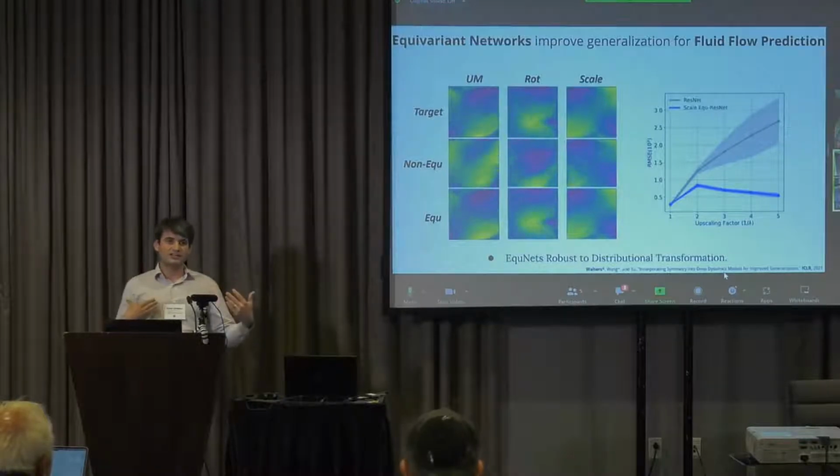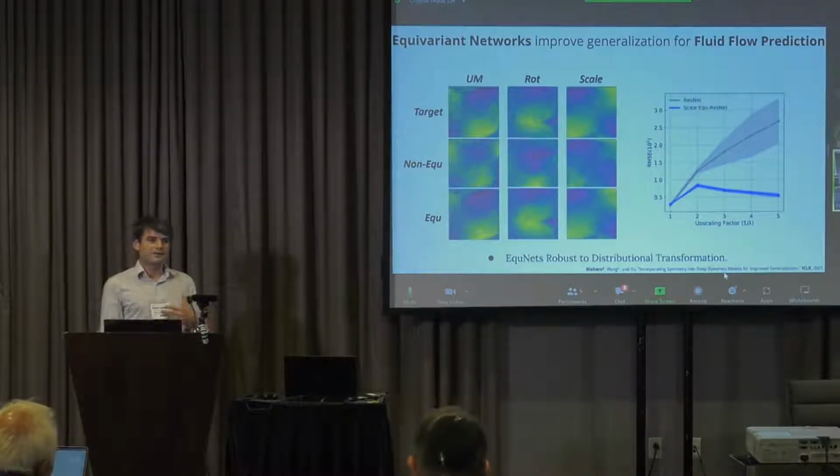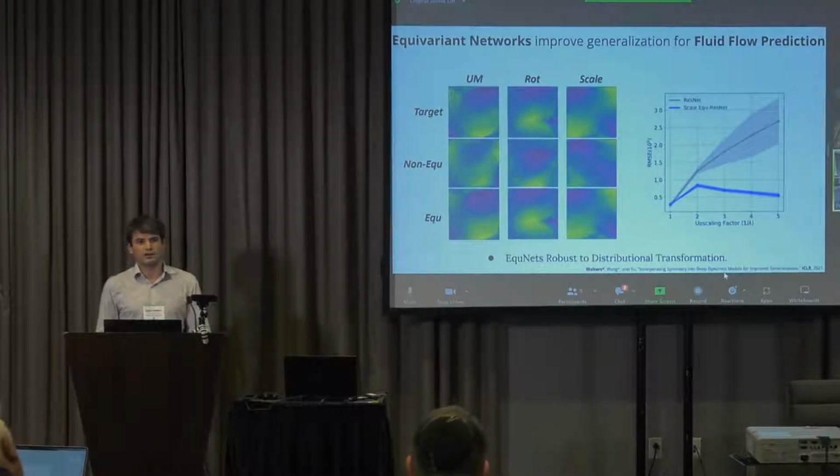And when you try to change something, for example, the scale of the fluid, the model rapidly accumulates error, right? So here, what this result shows is that when we incorporate this equivariance into the model, we're able to have a model that can generalize across scale.